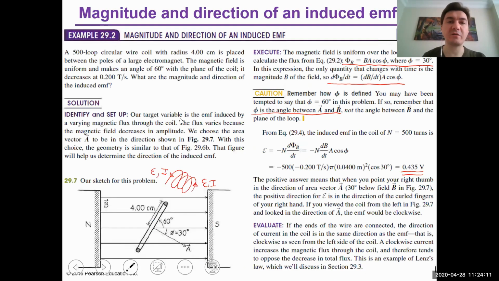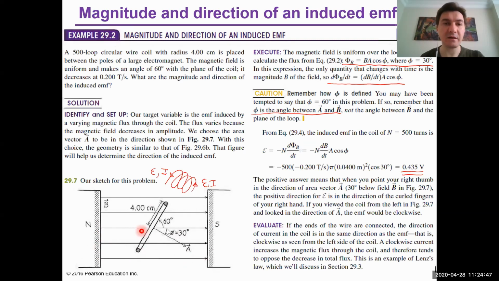And now let's continue with the magnitude and direction of an induced EMF. Here we have a coil. You see from the cross section, let's consider that you have such a coil here between two poles. This is an electromagnet, let's consider, or a permanent magnet. This is the N pole, this is the S pole, and we have homogeneous uniform magnetic field lines. Let's consider at the beginning, okay?